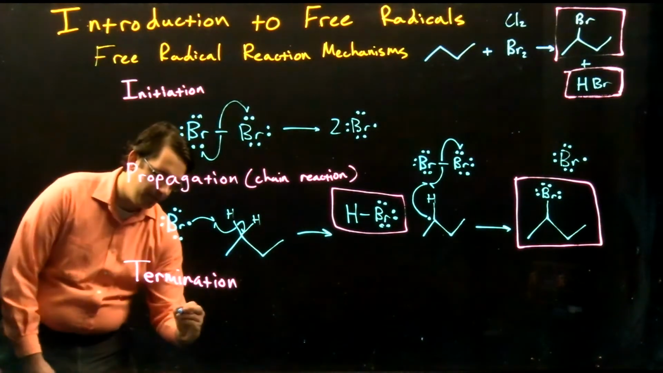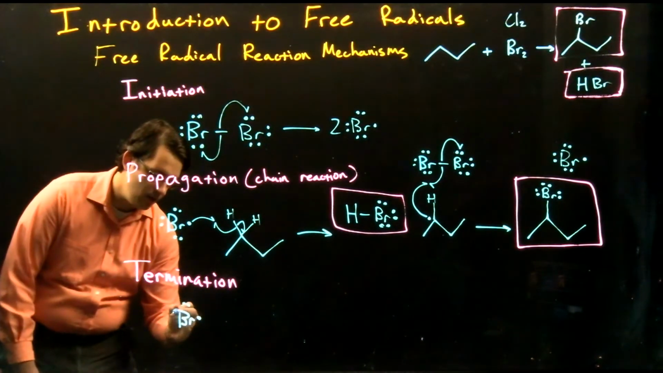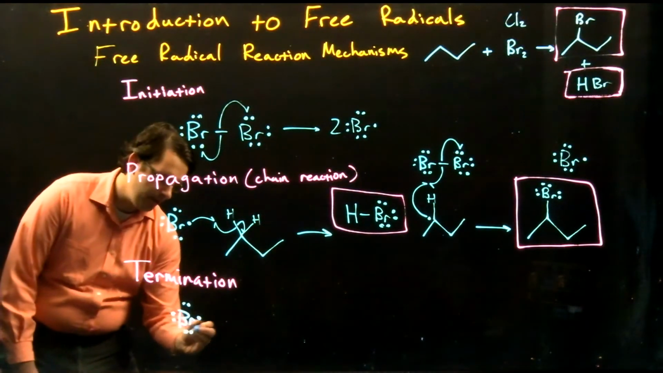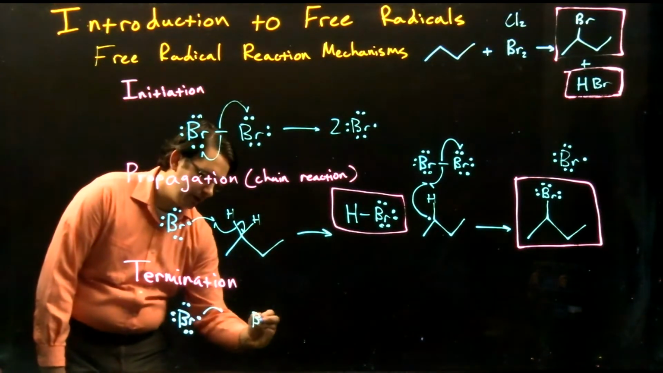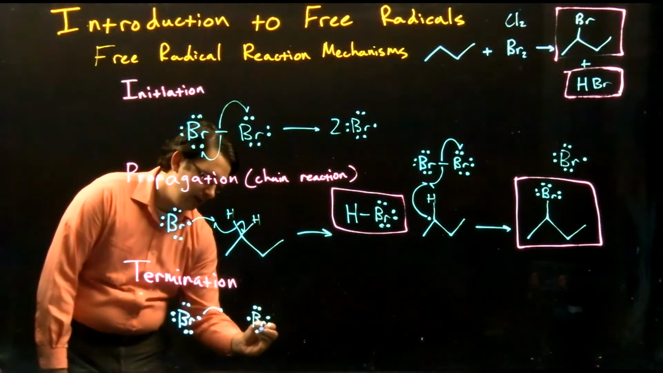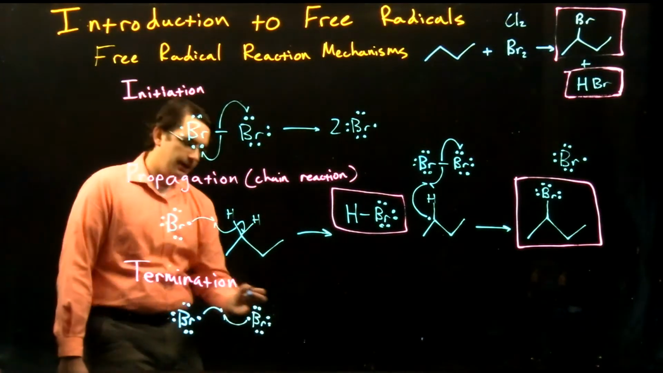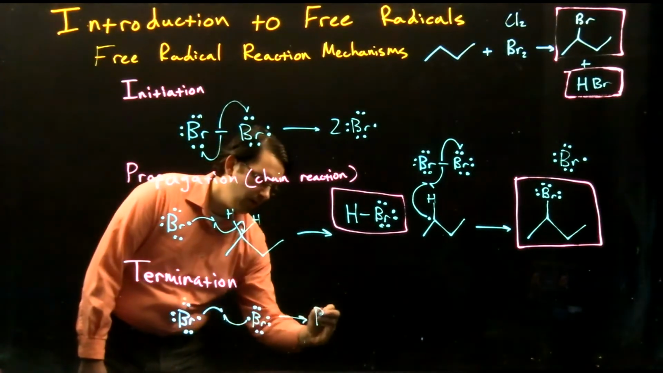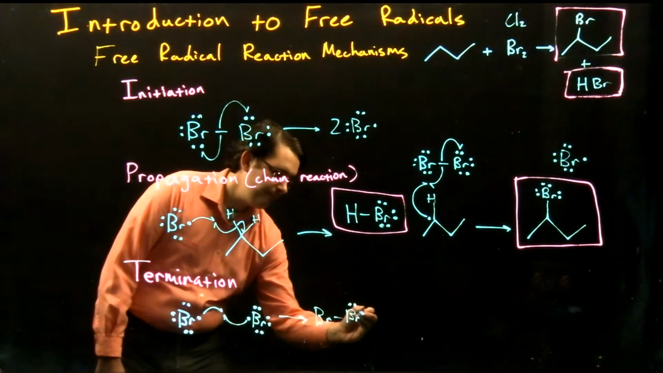So we might have 2 of our bromine free radicals that are produced recombining together to make our diatomic bromine. So that would look like this, where we have our 2 bromines and our 2 half-head arrows come together to form our Br2.